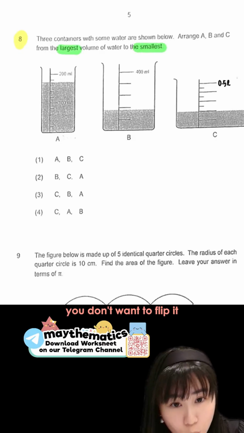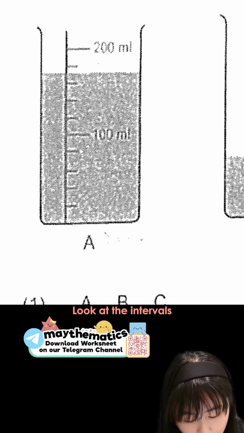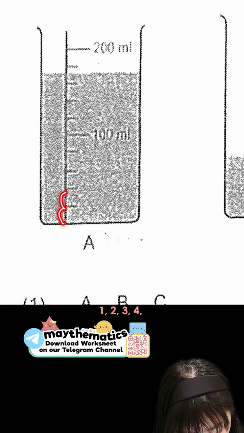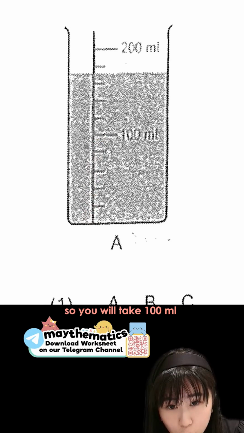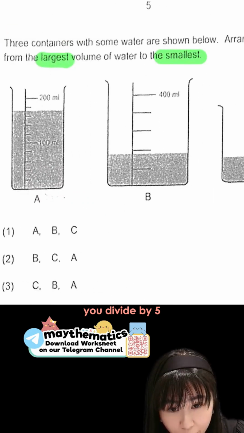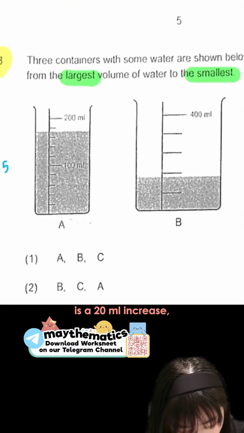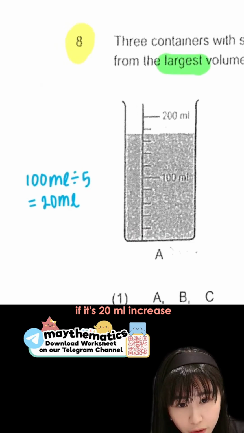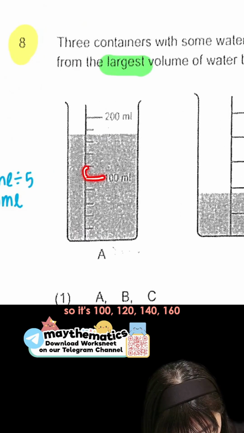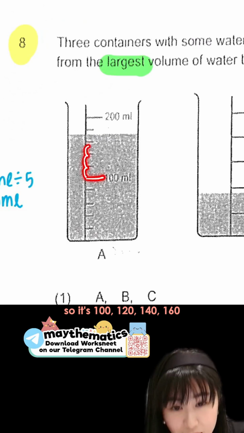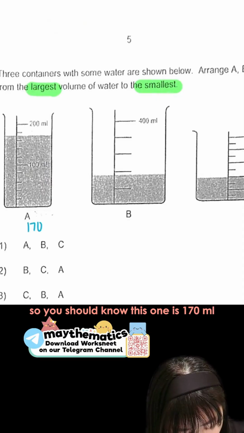Largest to smallest. You don't want to flip it. So over here, how do you even know how many ml it is? Okay, look at the intervals. 1, 2, 3, 4, 5 intervals. Give you 100 ml. So you will take 100 ml, you divide by 5. Okay, you will know each interval is a 20 ml increase. If it's 20 ml increase, so it's 100, 120, 140, 160, then halfway, 170. So you should know this one is 170 ml.